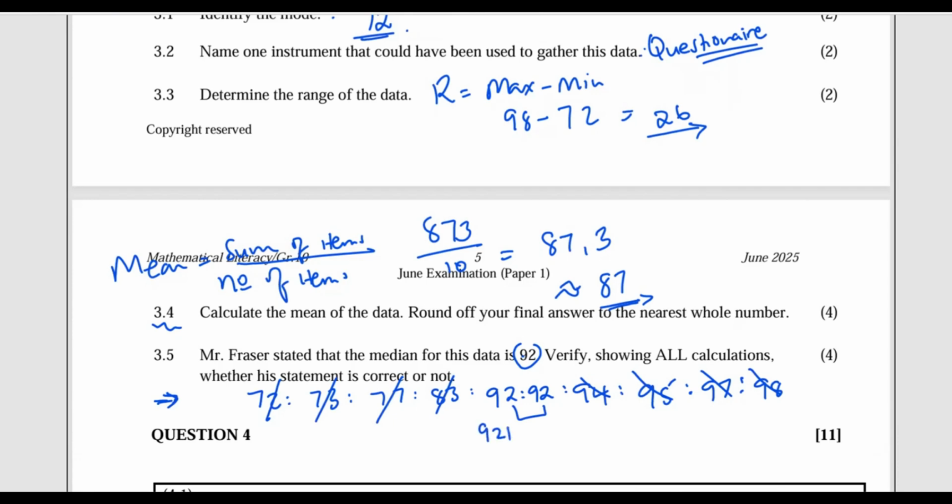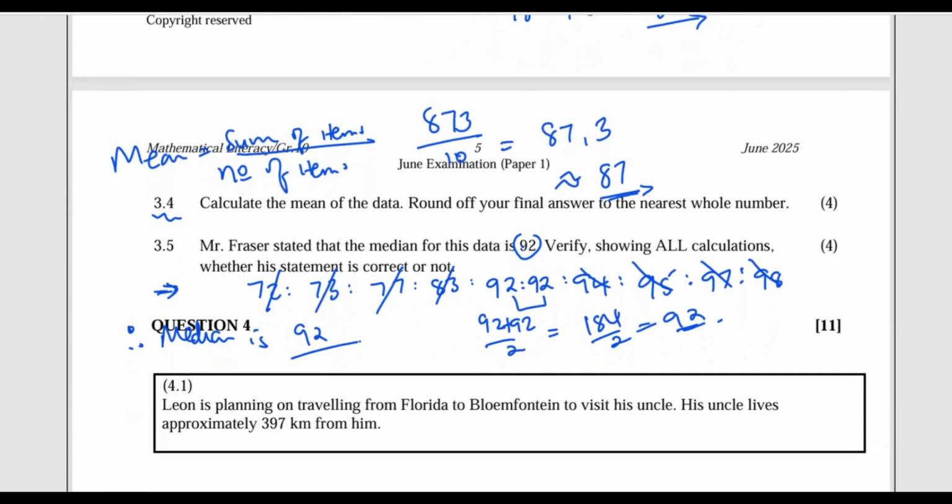So it's going to be 92 plus 92 divided by 2. Okay, so we know that 92 times 2 is giving us 184. And we divide by 2, meaning that the median is 92. So this person stated that the median for the data is 92. Can we verify? So now since we calculated, then we can just draw the conclusion that therefore the median is 92. All right, so that is how we do 3.5.